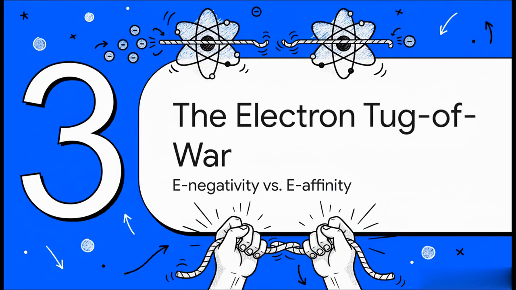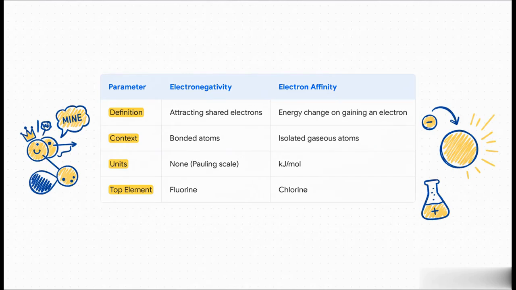We're going to apply these same rules to probably the two most mixed up concepts in all of general chemistry, electronegativity and electron affinity. Just think of this as the ultimate tug-of-war for electrons. Okay, this table is fantastic because it just cuts right through the confusion. Here's the deal. Electronegativity is all about how greedy an atom is for electrons when it's already in a bond, sharing them with another atom.